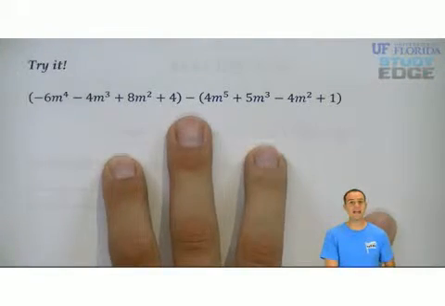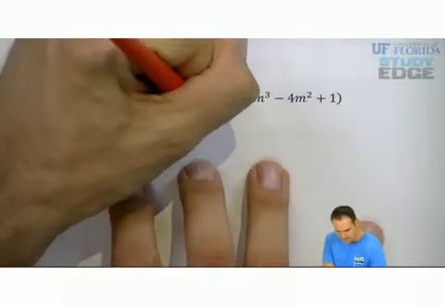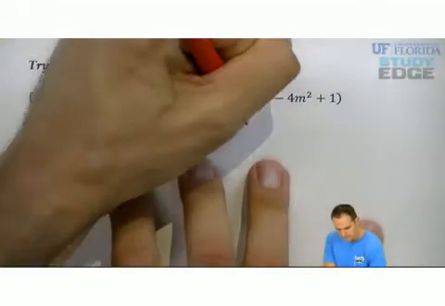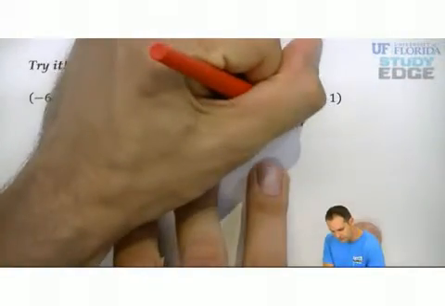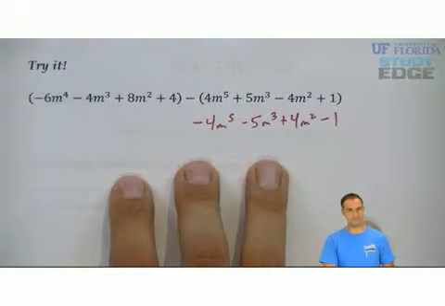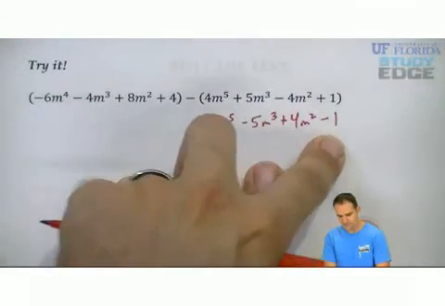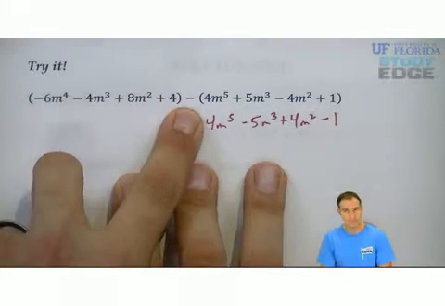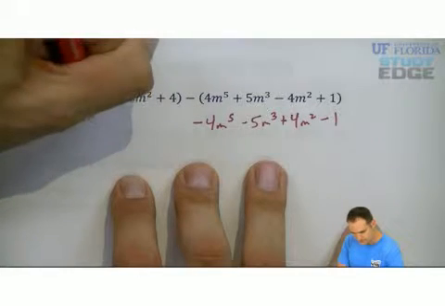Okay, when you have subtraction, you're going to change every sign in the second set of parentheses. That'll be minus 4m to the fifth, minus 5m to the third, plus 4m squared, minus 1. See it? Minus, minus, plus, minus, because I'm subtracting. The first set of parentheses, I can just bring down.